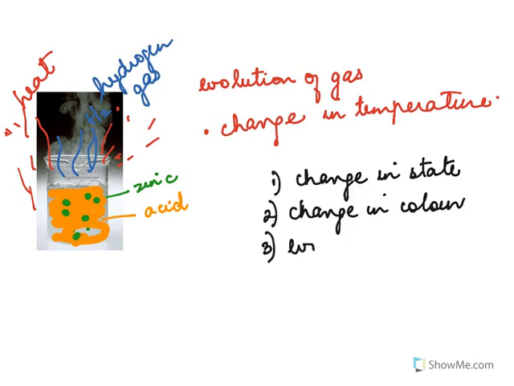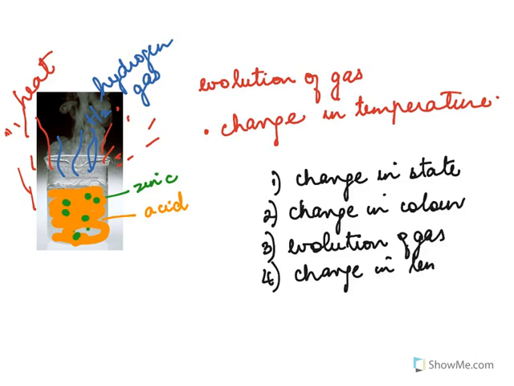The third, here we saw evolution of gas, and the fourth, change in temperature. Now remember that sometimes there is a rise in temperature, there is also a fall in temperature. Any change in temperature indicates a chemical reaction taking place.